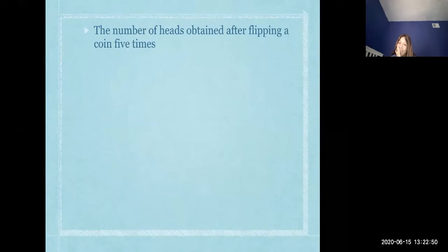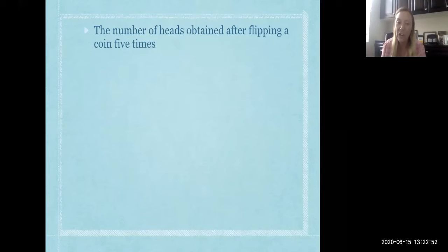No, I forgot it. It's countable. We should be jotting this down, right? So discrete is countable. It's a set countable number, okay? Continuous is something that we can measure to a specific level of accuracy.